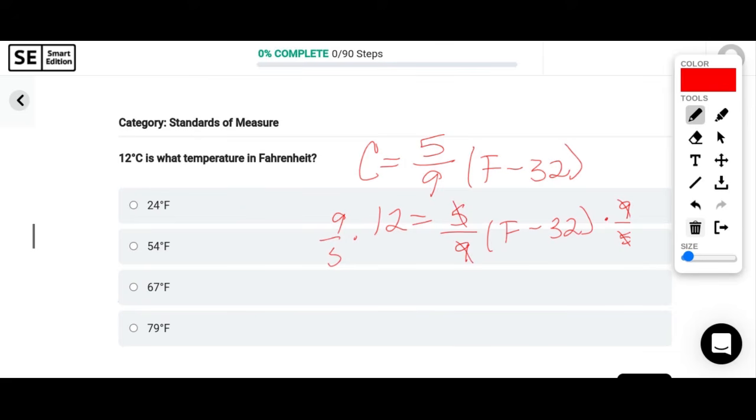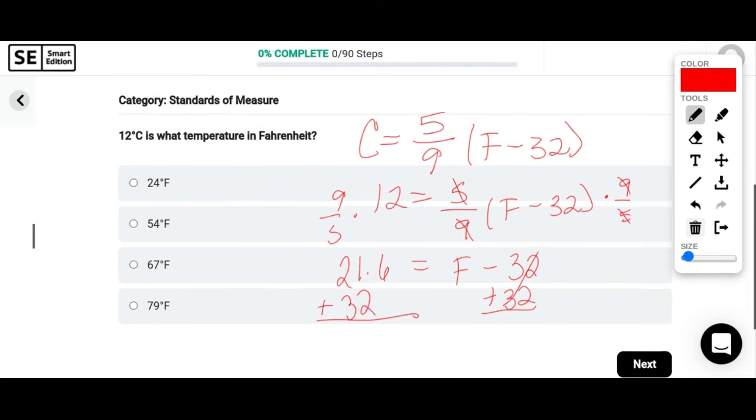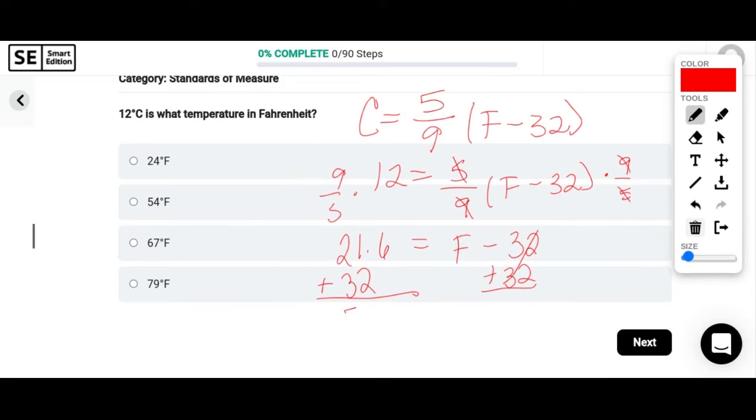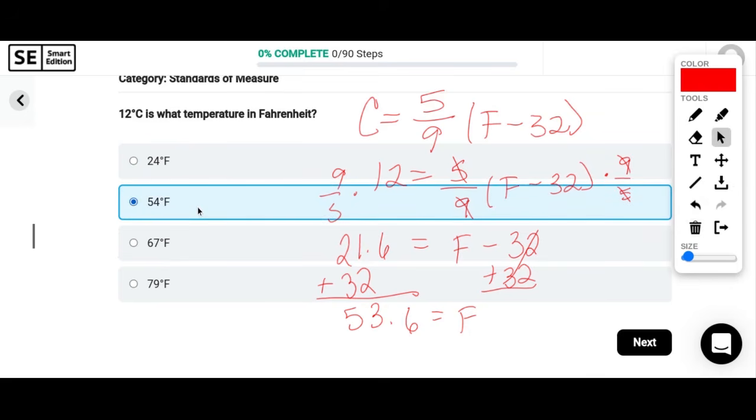So I'm going to do 12 times 9 and then divide by 5 on the left. That will give me 21.6 here. Then I just have F, which is Fahrenheit, minus 32. Add 32 to both sides, and we get 53.6 as my degrees Fahrenheit. The closest answer to that is 54 degrees.